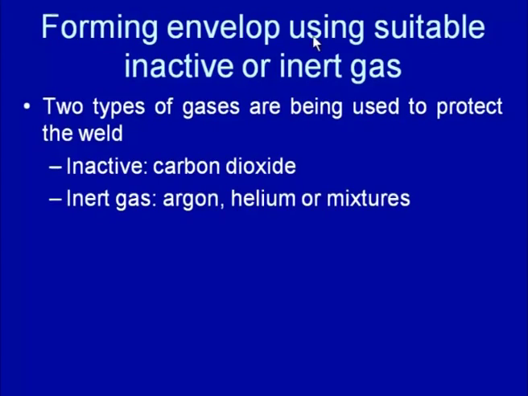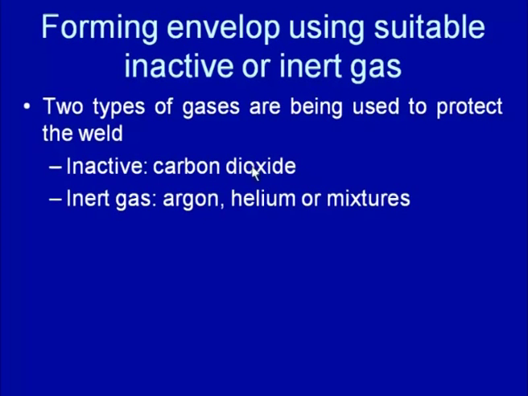So, forming an envelope using suitable inert and active gases. Using this approach, there are two types of gases which can be used for protecting the weld pool from atmospheric contamination. One is inactive gas like carbon dioxide. This gas does not react easily with the molten weld metal in the arc environment.